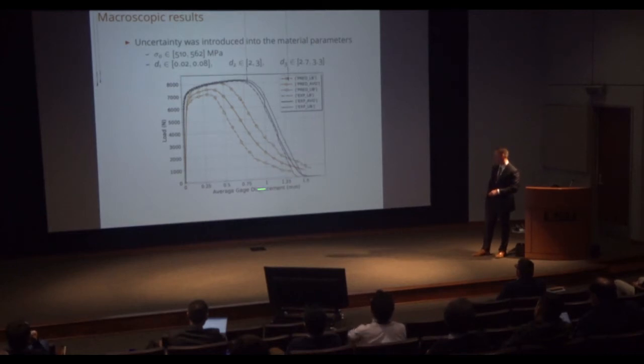Not so fast. Looking at the global load deflection curve, this is the force measured on the load frame as a function of the gauge displacement. The black lines are the experiment along with the error bounds on it. We introduced some uncertainty in our material properties and ran a number of simulations. And those orange lines were our predictions. So the viewgraph norm from the previous slide doesn't tell you a lot when you look at the real details. We did pretty poorly.